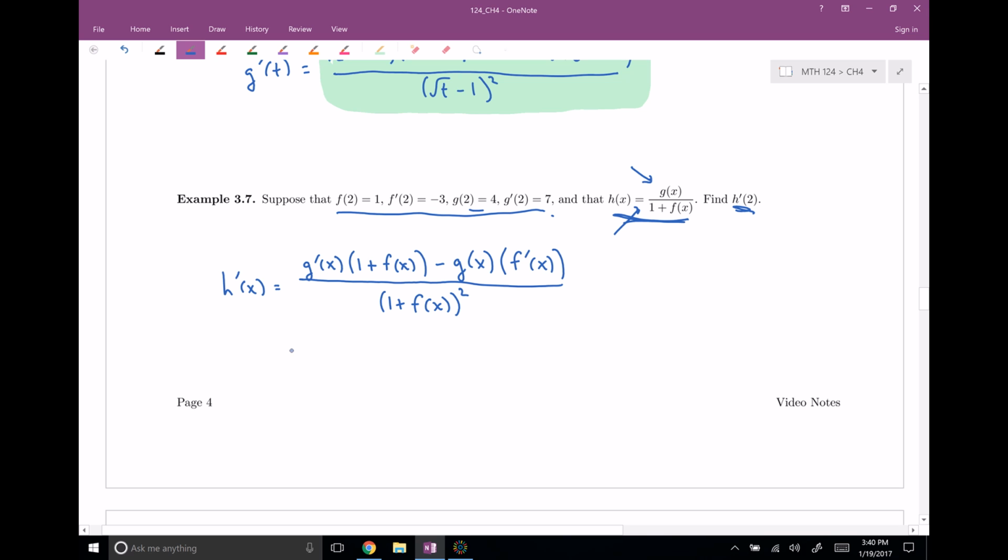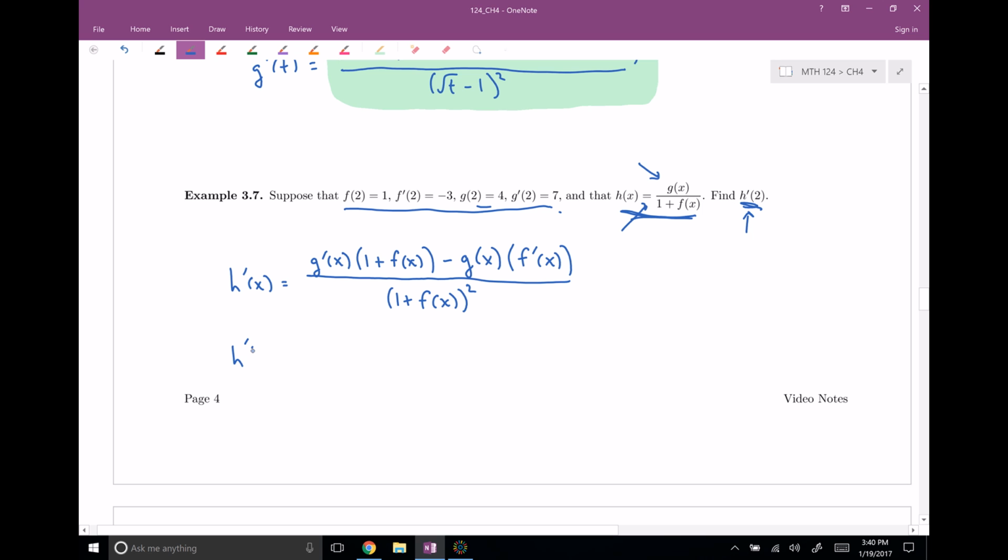There we go. Now let's go ahead and plug in 2, because I don't want h prime of x, I want h prime of 2. So I'm going to plug in a 2 everywhere I see an x. So this is going to be g prime of 2 times 1 plus f of 2, minus g of 2 times f prime of 2, all divided by 1 plus f of 2 quantity squared.